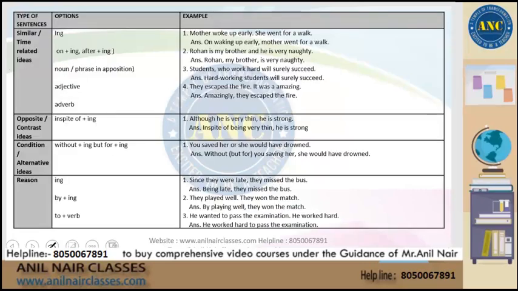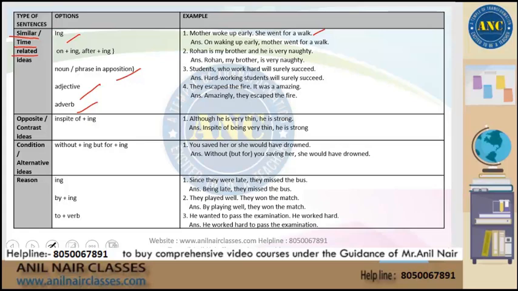Let's look at the table. You have sentences that are similar or time related. So for that, what are the options you have? You have the ing option, the gerund option, or you can add an adjective, adverb, noun or a phrase. So you have two different sentences: Mother woke up early. She went for a walk. You have to convert these two statements into one simple sentence. How will you do that?